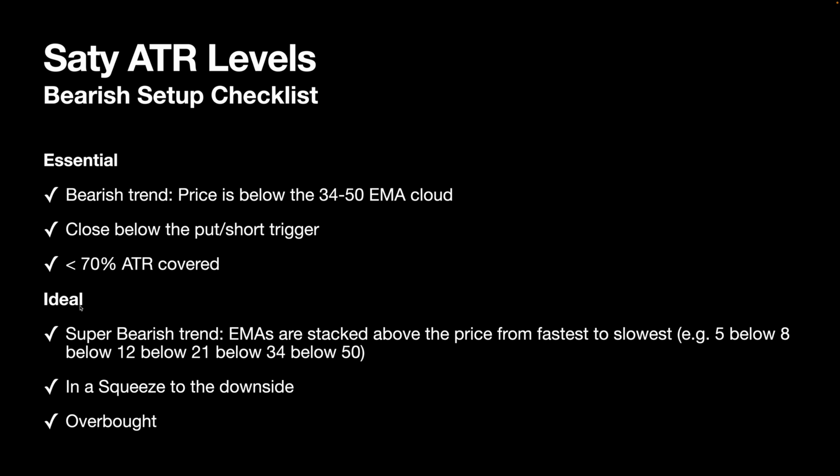And then the ideal setup is that we get something super bearish. Again, this is the EMAs stacked above the price, so the price is below all of the EMAs, and then you have them stacked from fastest to slowest up. And we're looking for a squeeze to the downside, and we're looking for overbought signals on our RSI. So these are sort of an ideal scenario for a bearish setup.